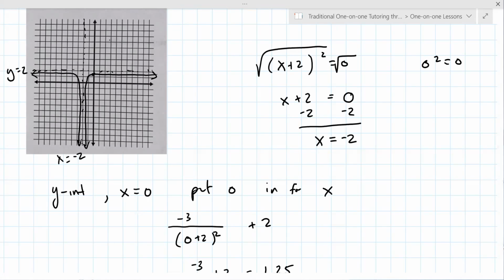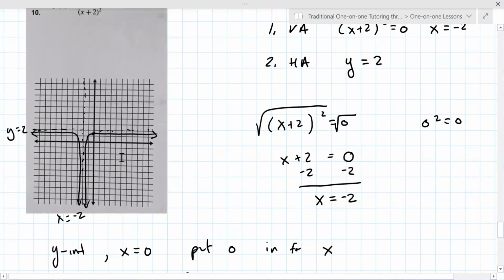Do you need to do domain and range? I think we do. Okay, so let's go back and look at the graph. The graph's kind of the easier one to do this from. The domain, the only restricted x value is where the vertical asymptote is. So it's everything except -2. Are you using interval notation or set builder? I think it's interval. Interval notation. So that's -infinity to -2 union -2 to infinity.